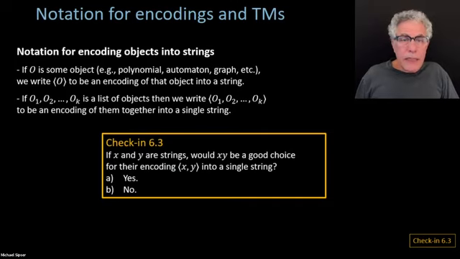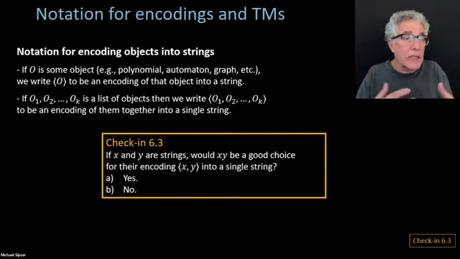Yeah, I think most of you got the idea that this is not a good way of combining two strings into one, because the problem is it's kind of ambiguous. What's important in an encoding is that the machine, when it gets the encoding, can decode it back into the original objects. If you're just sticking the two strings together, you don't know where one string ends and the next string begins. So it's not going to be a good way of combining things.